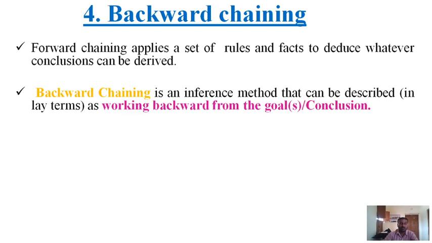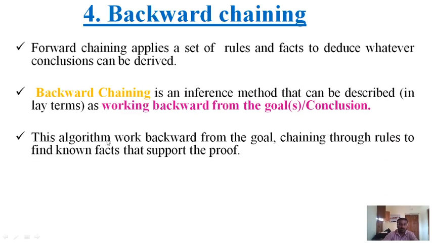Backward chaining is an inference method that can be described as working backward from the goal or conclusion. Forward chaining means it moves in the forward direction, from start to end. But backward chaining means it moves from end to start, that means from the goal to the starting point. So that is nothing but the backward chaining concept.